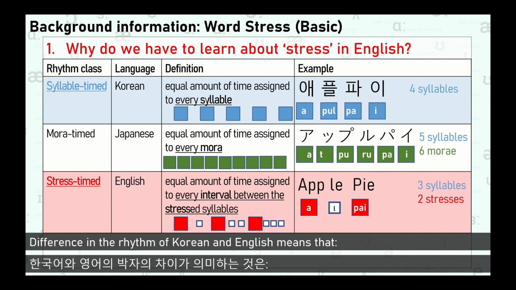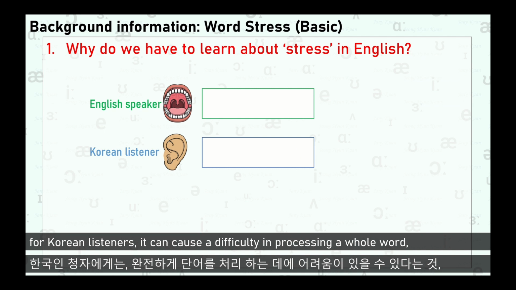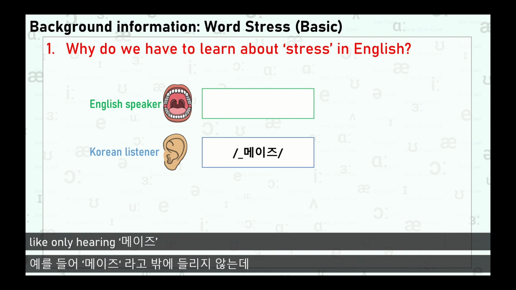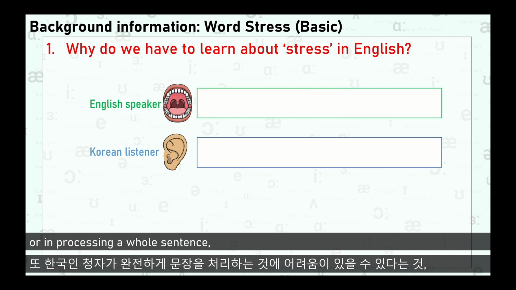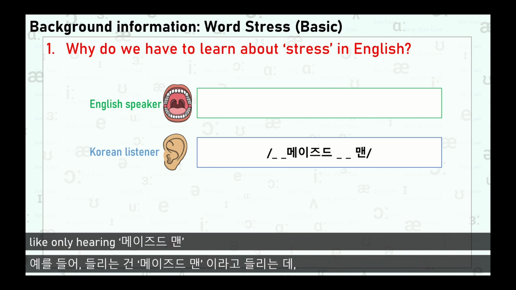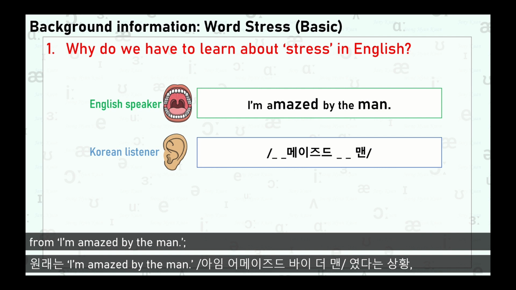The difference in the rhythm of Korean and English means that for Korean listeners, it can cause difficulty in processing a whole word, like only hearing "maze" from "amaze," or in processing a whole sentence, like only hearing "amazed man" from "I'm amazed by the man."